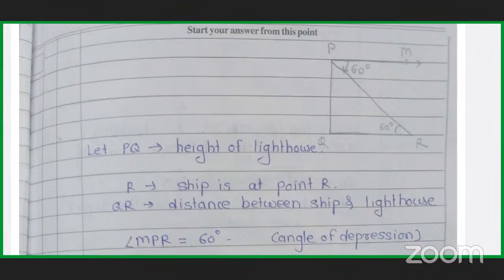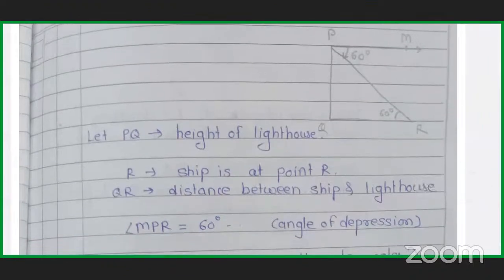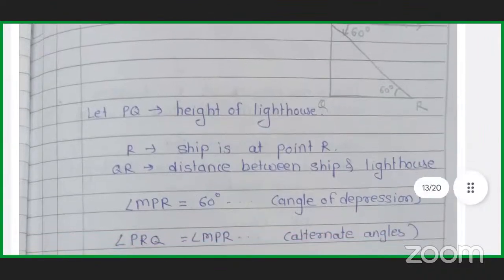So here we have to just draw the diagram. PQ is the height of the lighthouse. And here R is the point which is the ship. QR is the distance between ship and lighthouse. Here the angle given is the angle of depression, 60 degrees. That is angle MPR is given 60 degrees. But PM is parallel to QR, that indicates that angle PRQ is an alternate angle and that is also 60 degrees. This is the angle of depression.